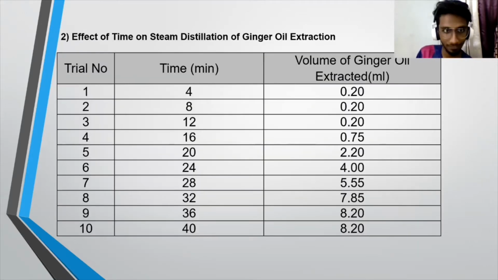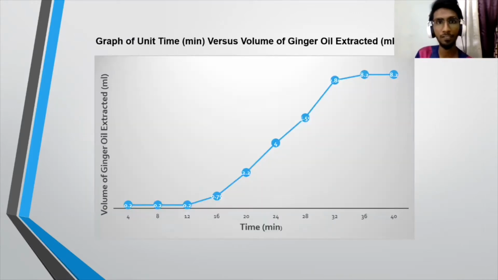The second manipulated variable that we chose is time, and the effect of the time on steam distillation is shown in this data. For this data, we took about 10 trials, and these are the volumes that we obtained. With the volume obtained, we drew this graph against time, and this is what it looks like.